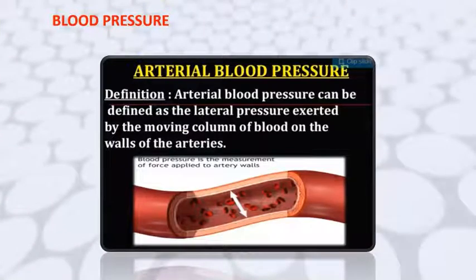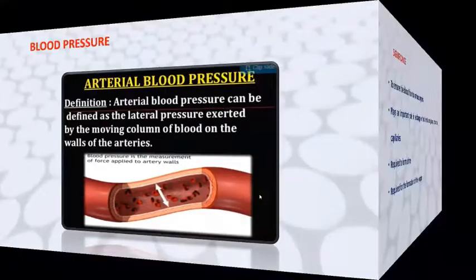So next is blood pressure. Blood pressure is arterial blood pressure. It can be defined as the lateral pressure exerted by the moving column of blood on the walls of the arteries. When the blood passes through these blood vessels, it normally exerts some pressure on the walls of these blood vessels. So that is what we call the blood pressure.